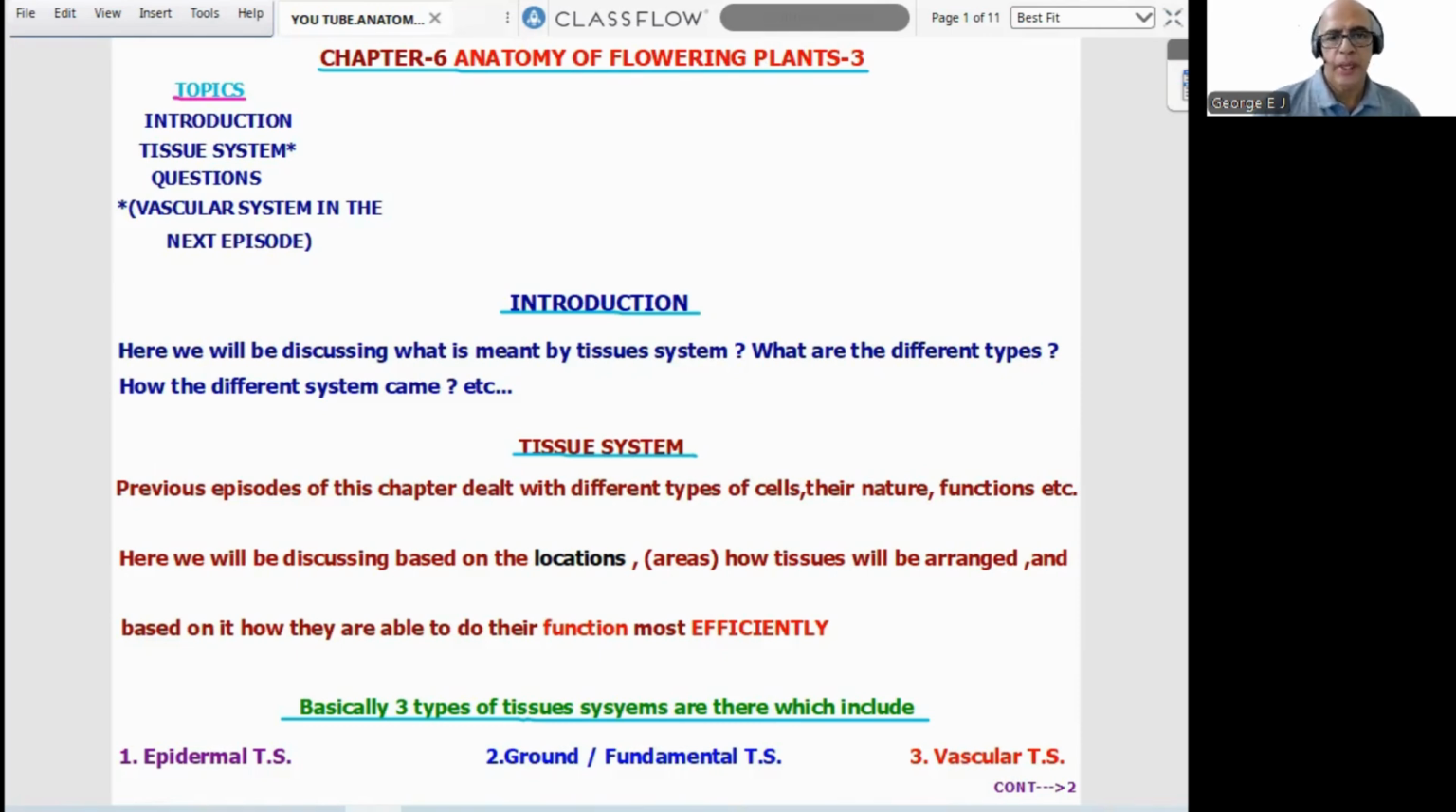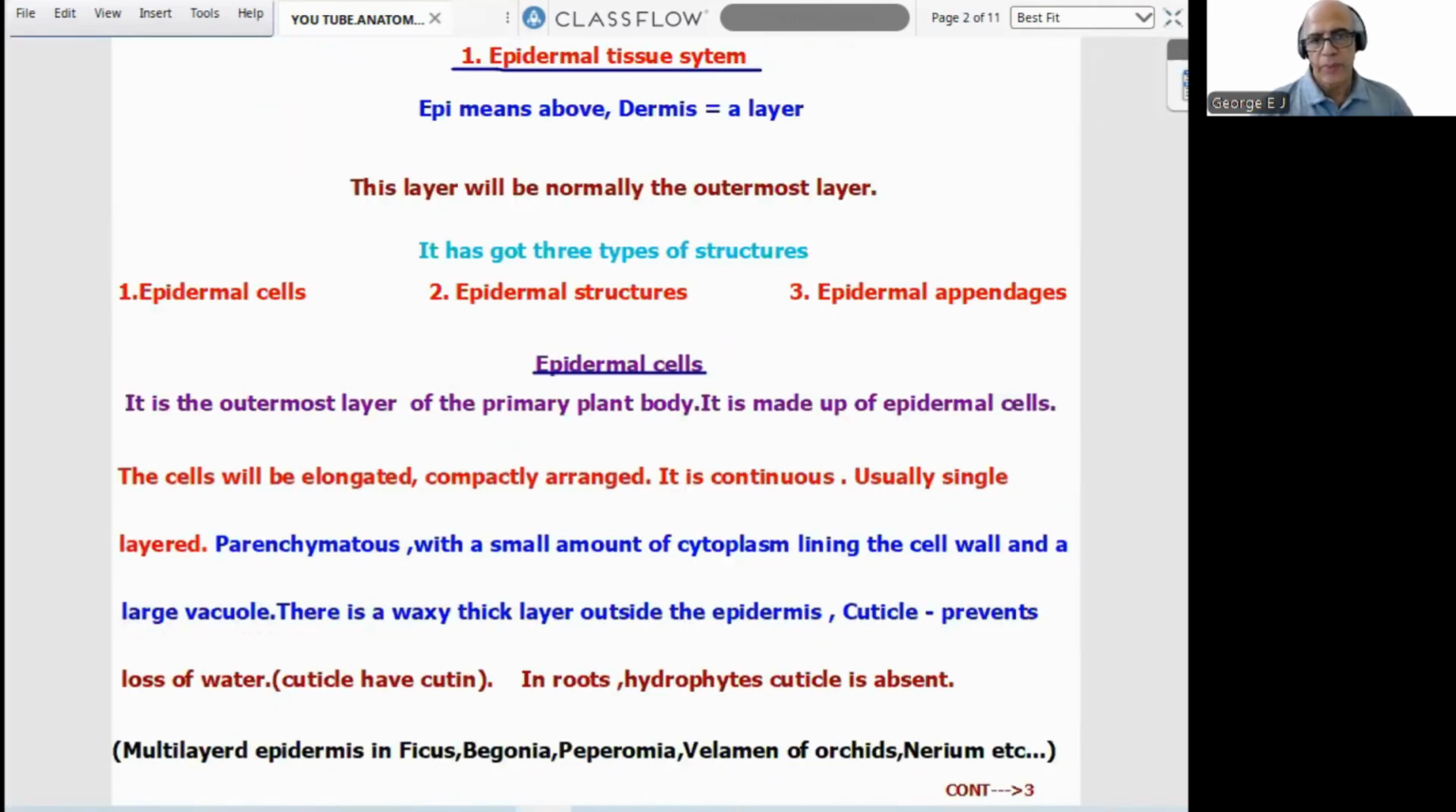Then 3 types come under the tissue system: epidermal tissue system, ground or fundamental tissue system, and vascular tissue system. Now, epidermal tissue system. Epi means above, dermis means layer, and it contains 3 types of structures: epidermal cells, epidermal structures, and epidermal appendages. Cells means the outer epidermis, that is the layer. Then parenchymatous, etc. Then cuticle is present, but in roots and hydrophytes, cuticle is absent. Multilayer epidermis occurs in certain plants like peperomia, begonia, orchid, nerium, velamen, etc. Velamen of orchids.